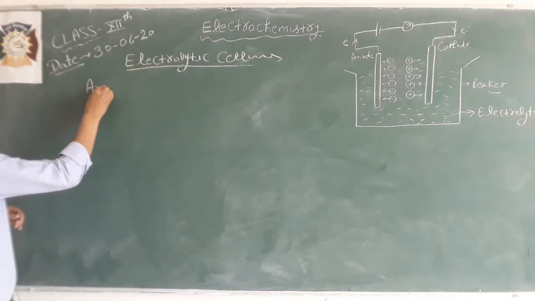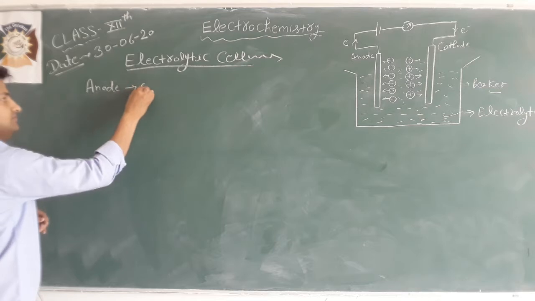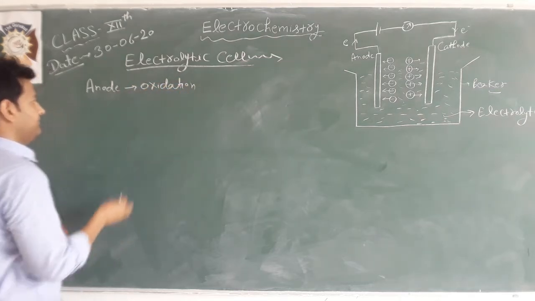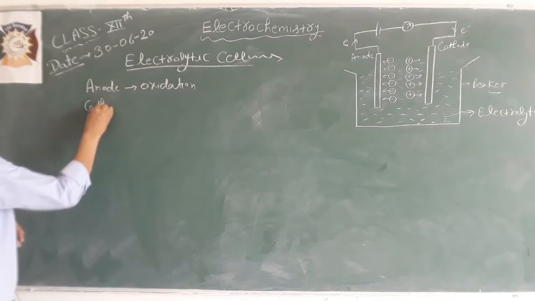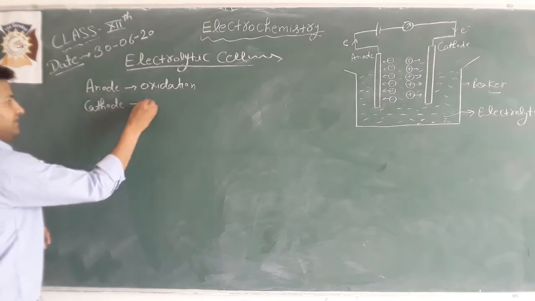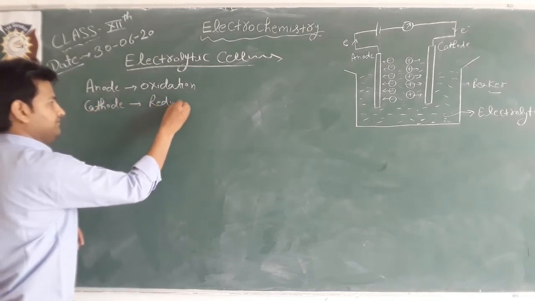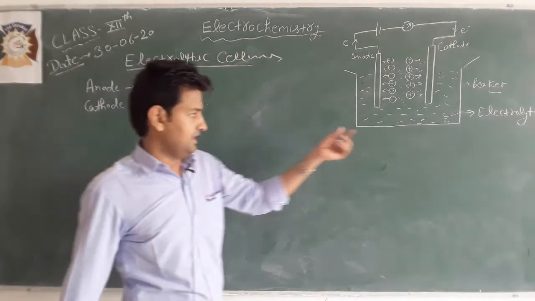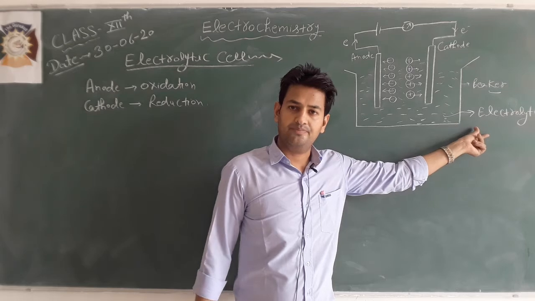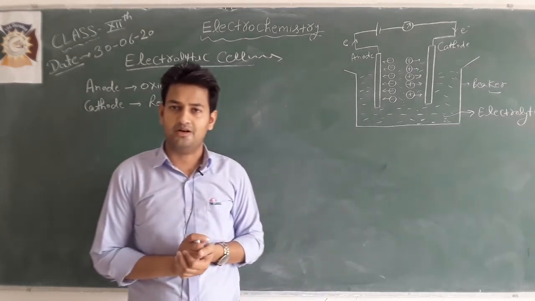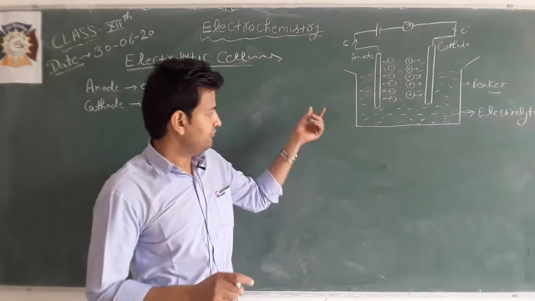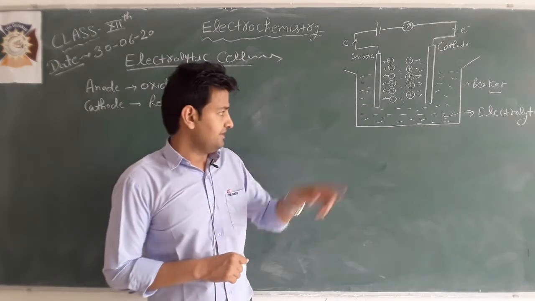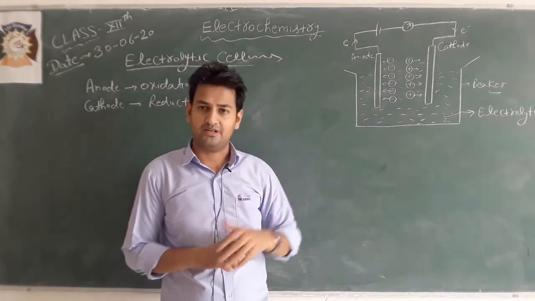So at the anode, oxidation will occur, and at the cathode, reduction will occur. This electrolyte is an aqueous solution. Aqueous solution means water is also present. When we pass electric current through this, the electrolyte breaks into its ions.